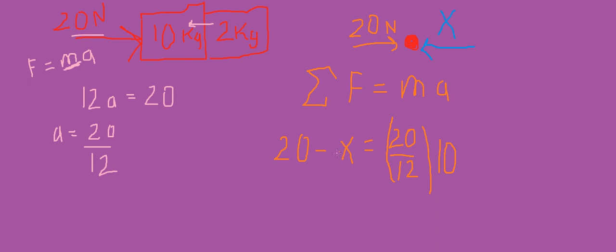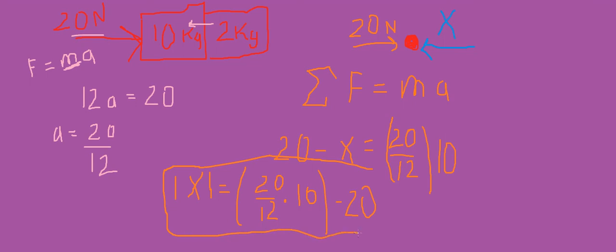So we're basically solving for x, and we're solving for the magnitude of x, so we could say the absolute value, the magnitude of x, is equal to 20 over 12 times 10 minus 20. And solving for this would give you the magnitude of the force acting on the 10 kilogram object by the 2 kilogram object.